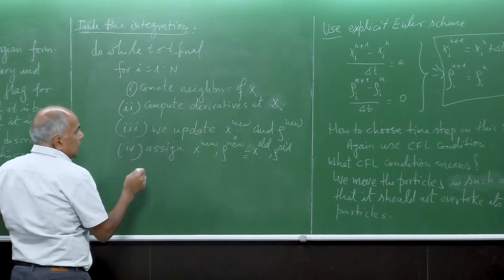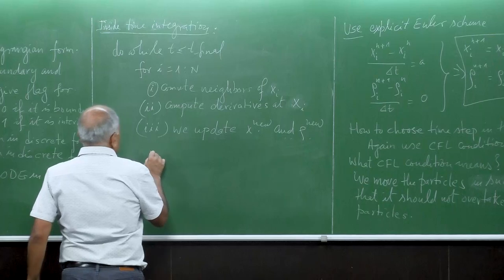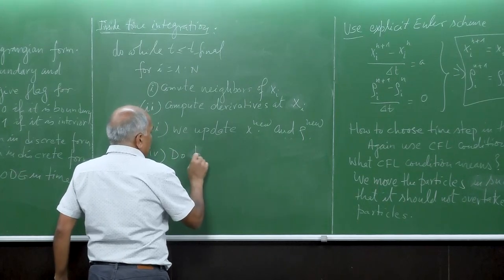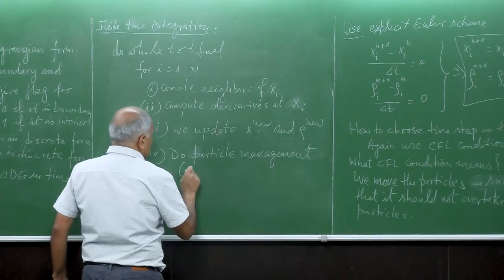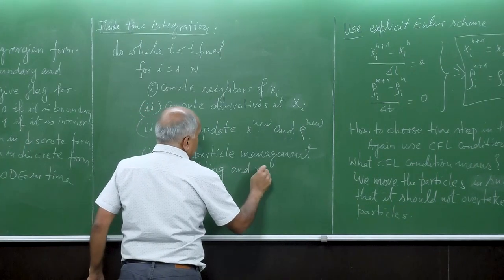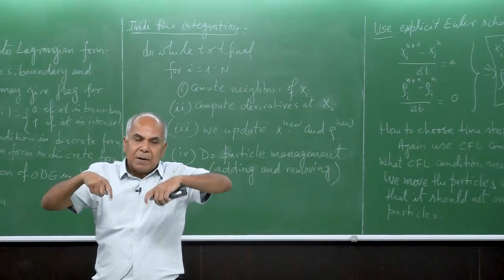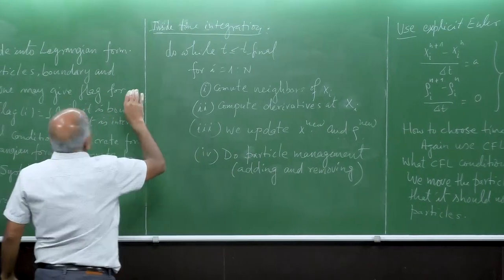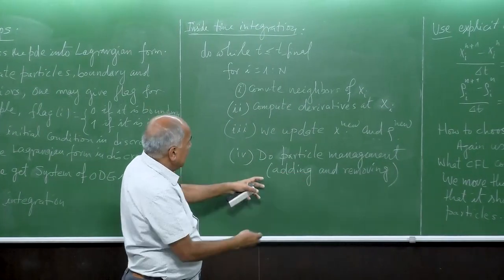And then after that, you get a new value, then do particle management. It means adding or removing. If there is a hole in between the domain, you add a particle. If they are very close together, you remove them. If some particles cross the boundary, you just remove them, and some particles may come in, you add them. This is called particle management.